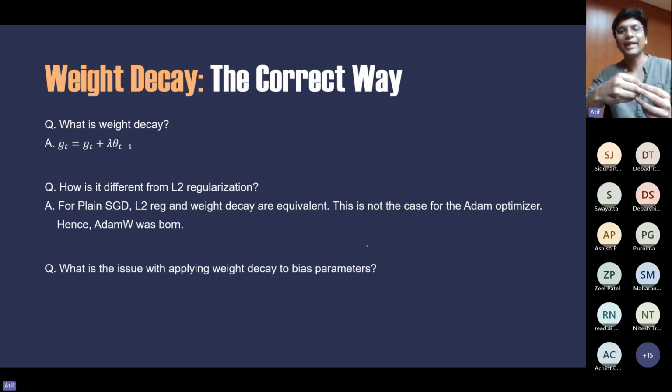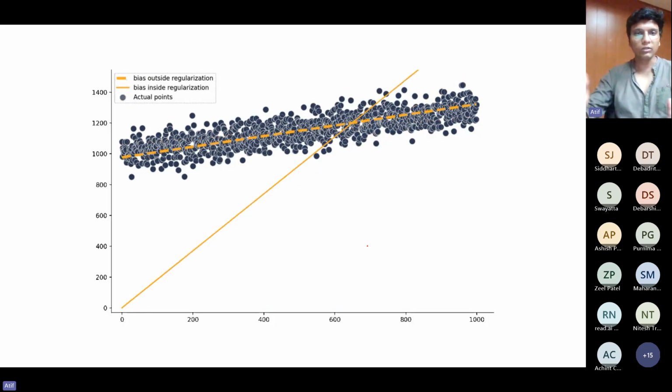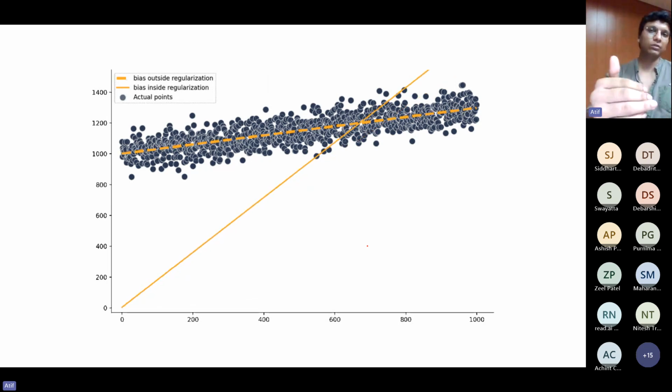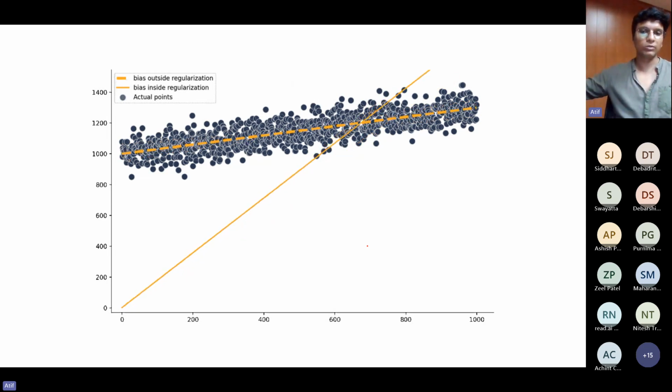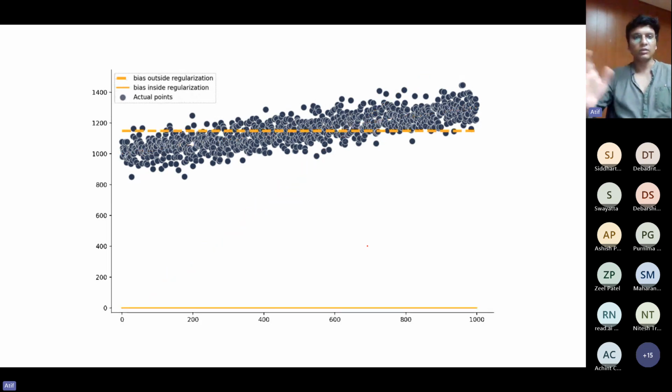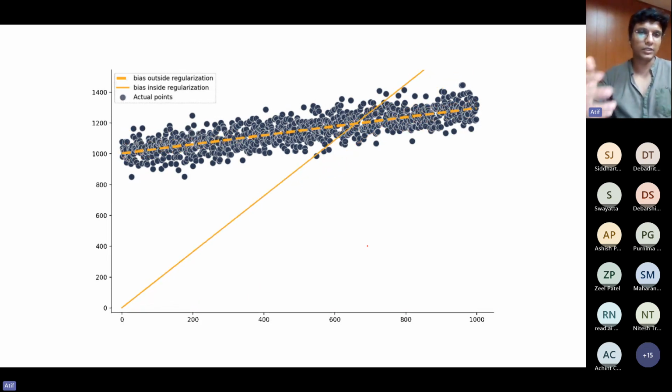Now the question is, and this is where all the people are making an error in their code right now: if you're using SGD or Adam or whatever, and if you're applying weight decay right now, your code is faulty and you're not achieving the best possible performance that you could possibly get. Why is that the issue? Take a look at this graph. You have a bunch of samples between the range of 800 to, I believe, 1400, and they are very nicely uniformly distributed across 0 to 1000. This is a very exaggerated example, but basically I'm performing regression.